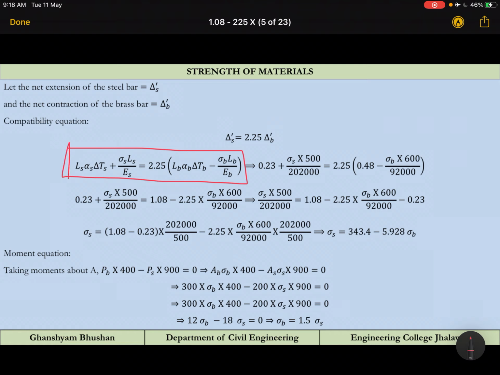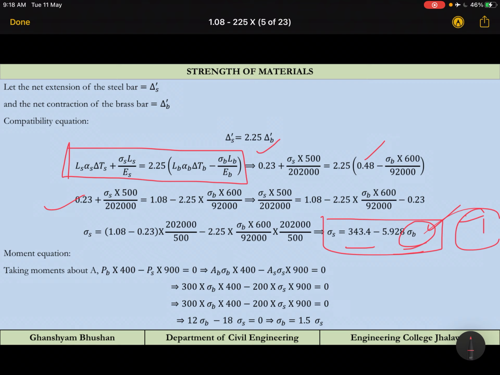After putting in all the values, this we have already calculated, this is 0.48, put in the values of sigma S and sigma B, and we have to find a relation between sigma S and sigma B. Finally, after simplifying, we are getting the stress in steel as 343.25 minus 5.928 times sigma B. Now the first equation is the compatibility equation. The second equation is the moment equation.